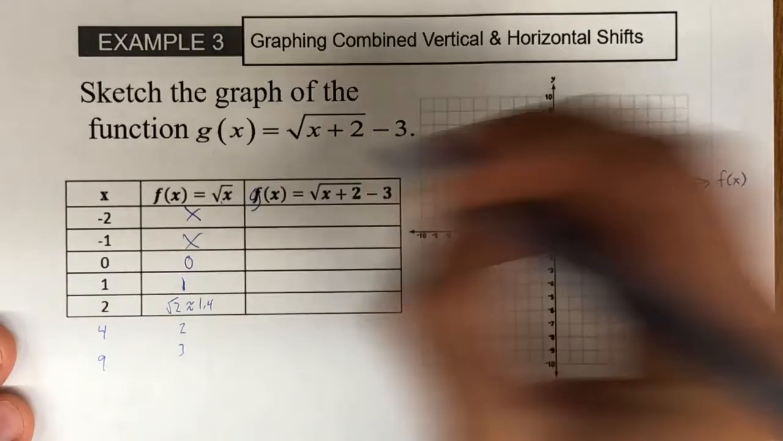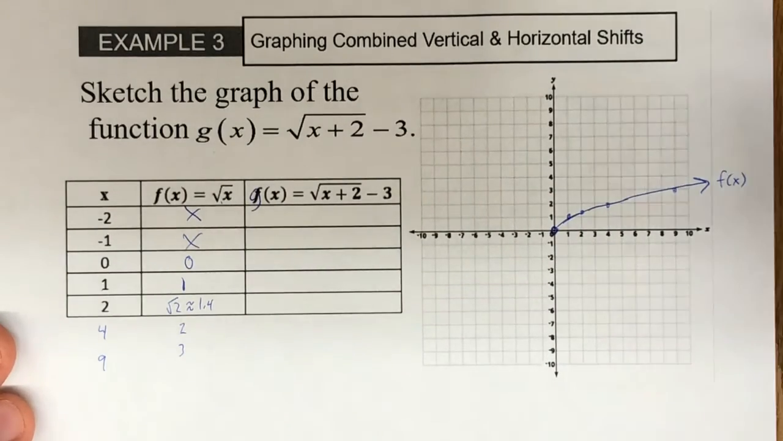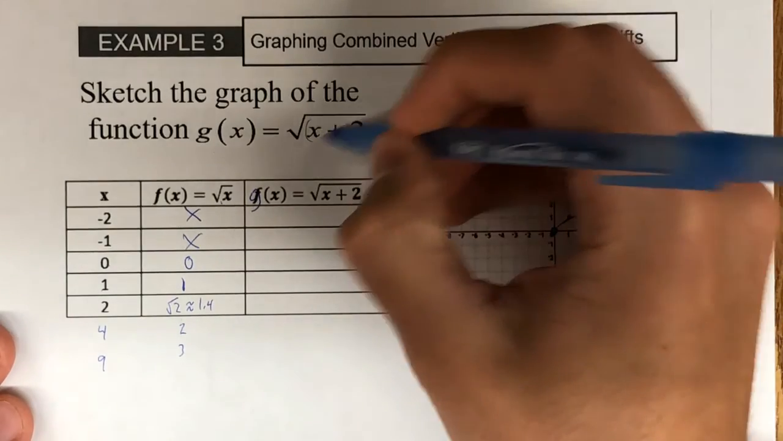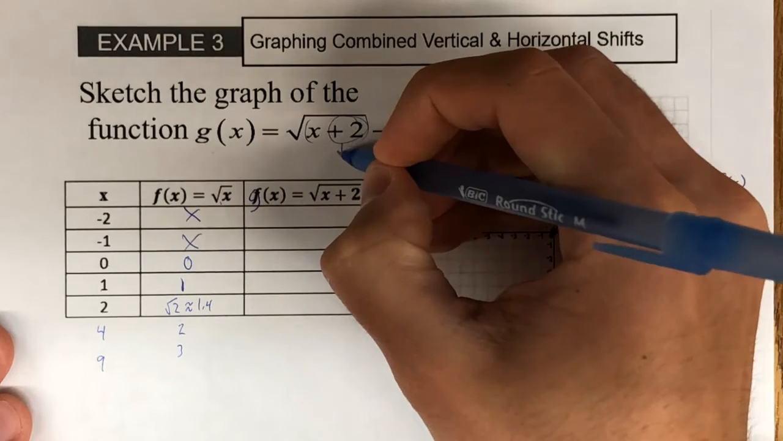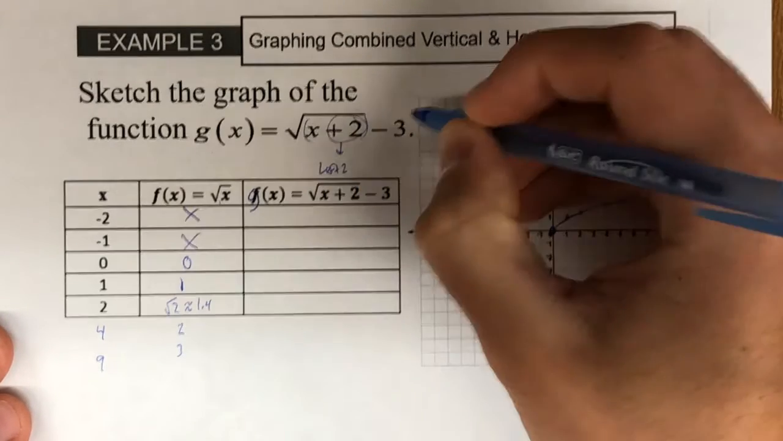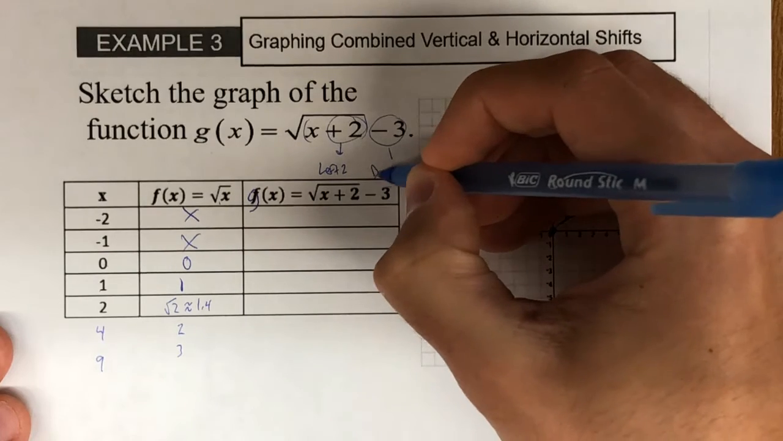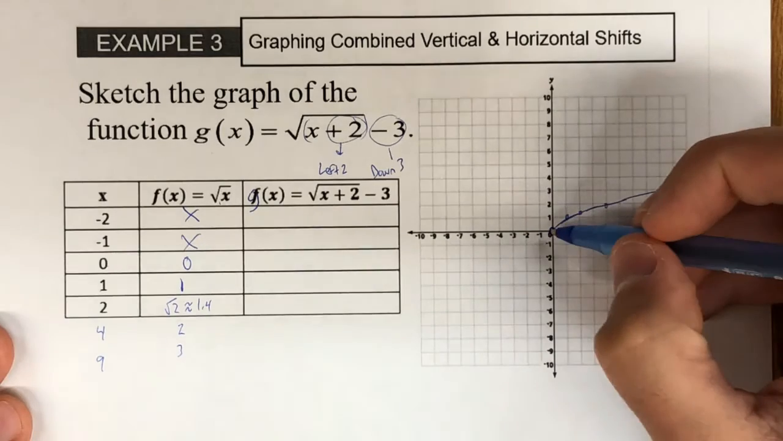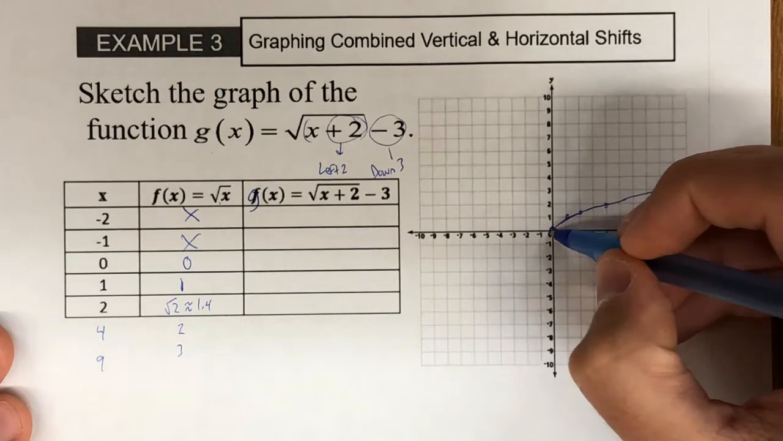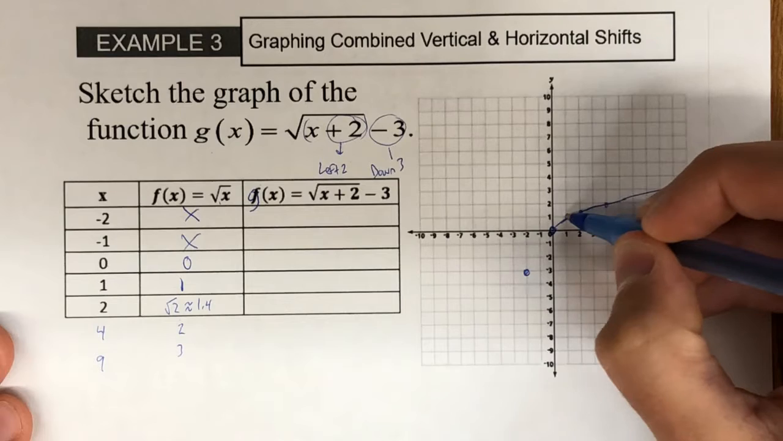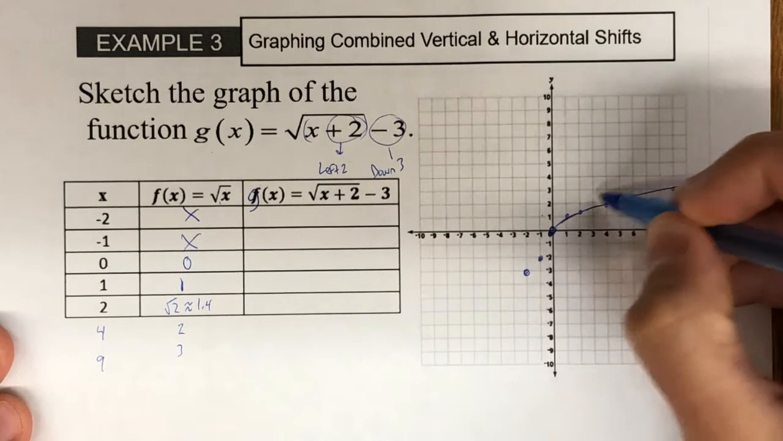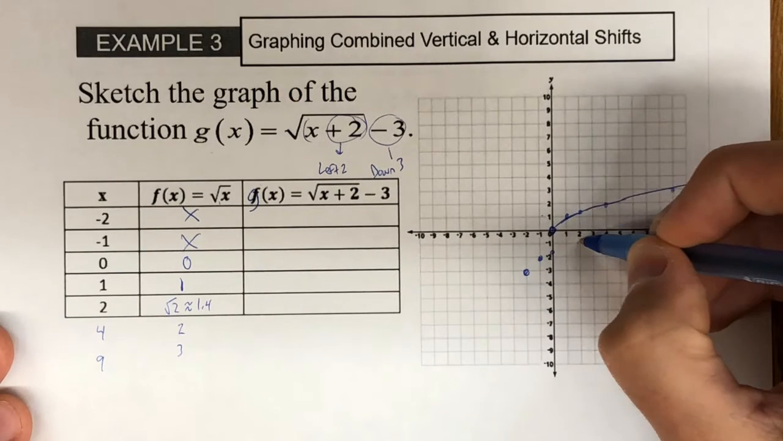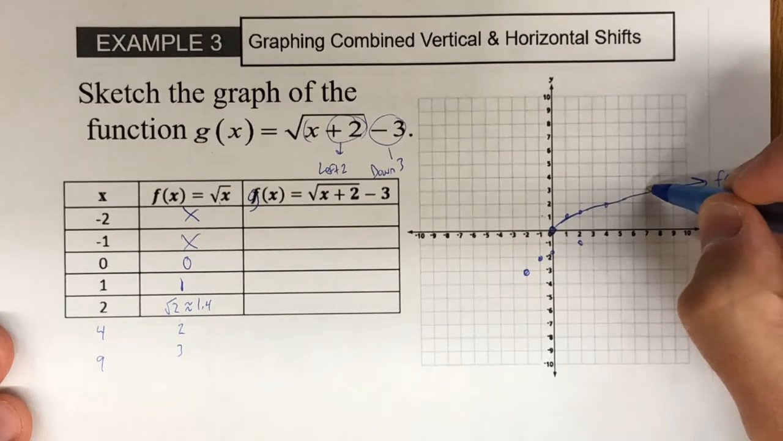Now, g of x. Couple ways we can do this. One way you can do it is just by looking at what's happening here. So on the inside here, we're adding 2. So that's going to be to the left by 2. On the outside, we're subtracting 3. So that's going to be down 3. So what I can do is I can take all of these points and shift them to the left 2 and down 3. So left 2, down 3. Left 2, down 3. Left 2, down 3, and left 2, down 3.